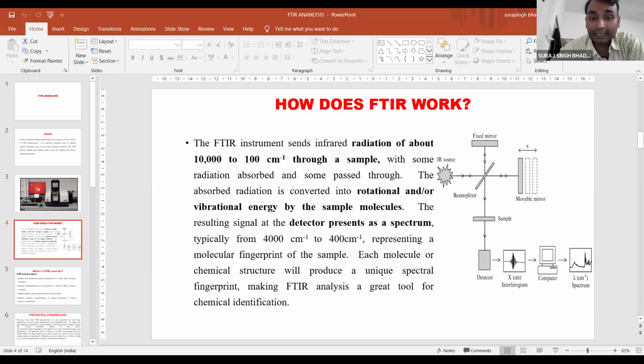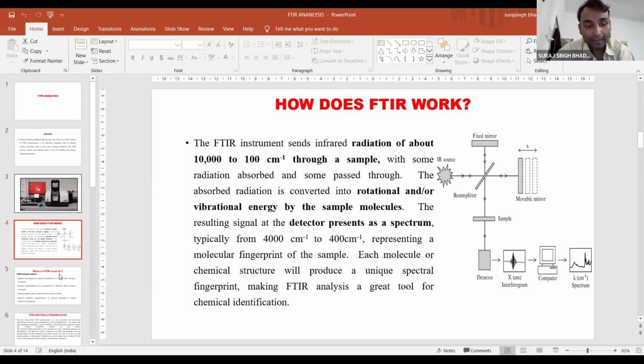If this technique is used, you can easily determine alcohol compounds, aliphatic compounds, aromatic compounds, non-aromatic compounds, and some other compounds which are present in our functional or solvent system. So this is the basic principle of FTIR analysis, and it is very important to know about this particular mechanism. Moving towards the next slide.